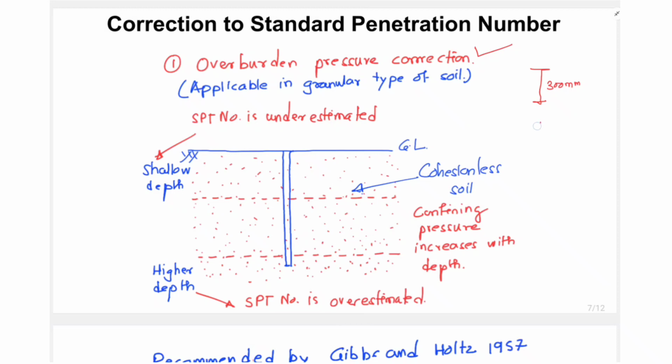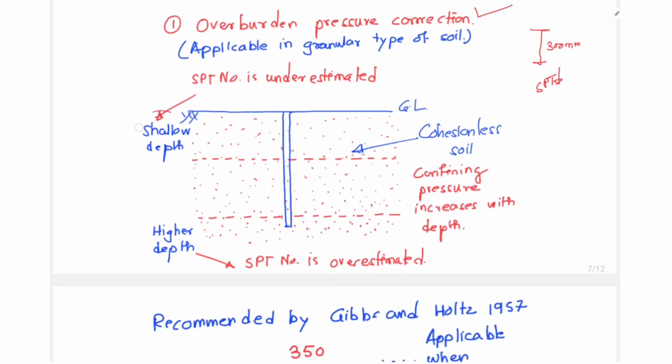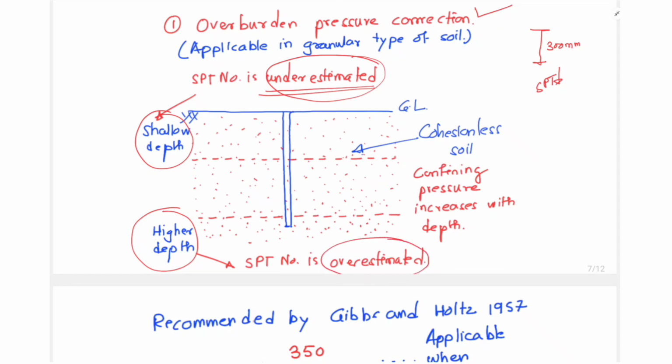Basically, this SPT test is mostly carried out in cohesion-less soil. In cohesion-less soil at shallow depth, the standard penetration number is underestimated. That is, penetration is higher, but we underestimate the standard penetration number. However, for higher depth, as the penetration increases with respect to depth, it is overestimated. So for uniformity of the standard penetration test throughout the depth, a correction is applied, and this correction is called overburden pressure correction.